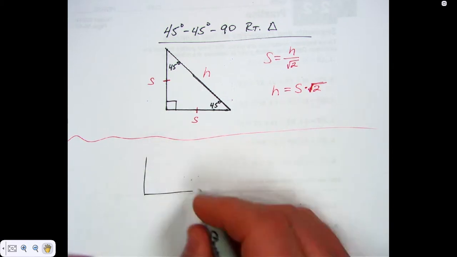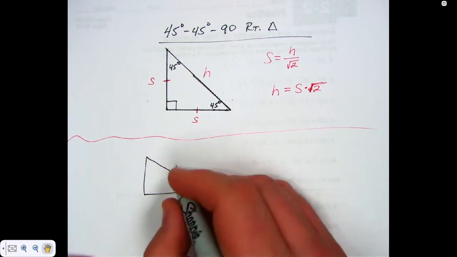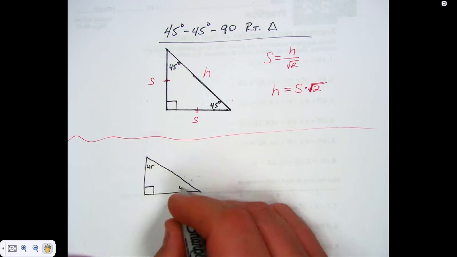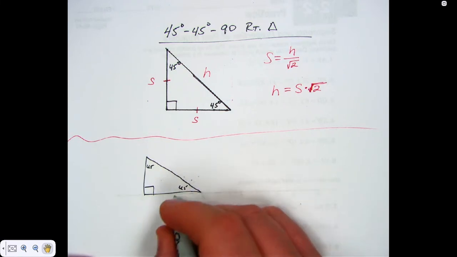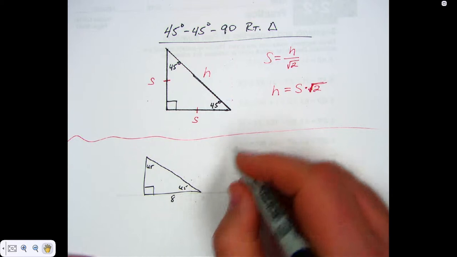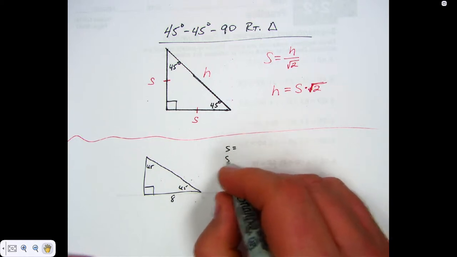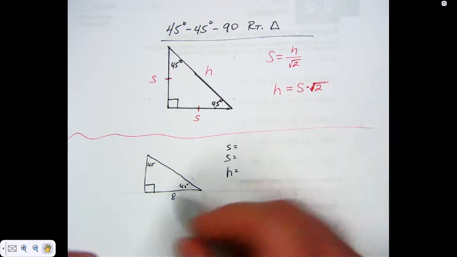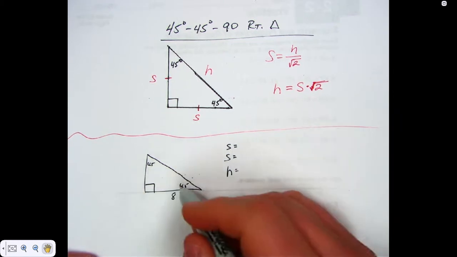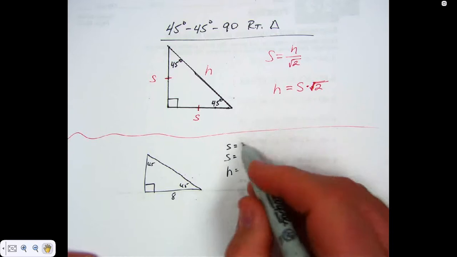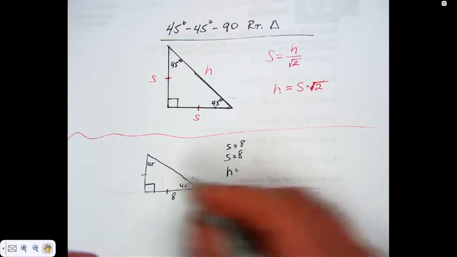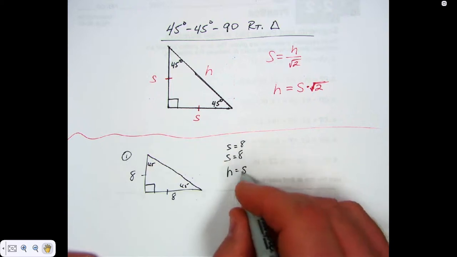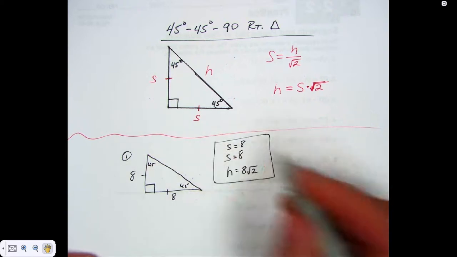So there's only two types really of problems you can have here. Find the three sides. If that's 8, this is 45, this is 45, what's the other side? 8. Everybody okay there? How would I find the hypotenuse? 8 times square root of 2. You're done, aren't you?